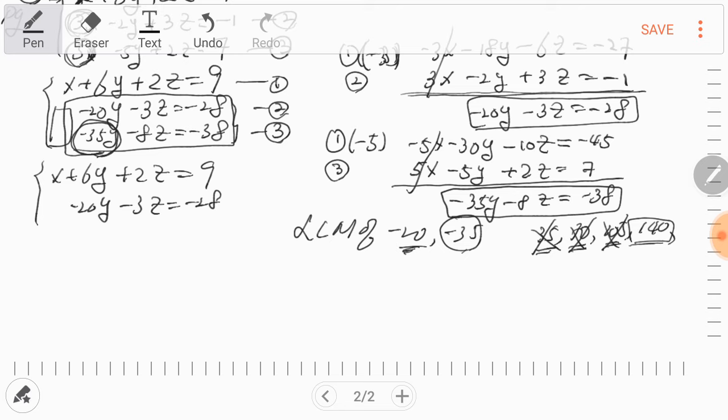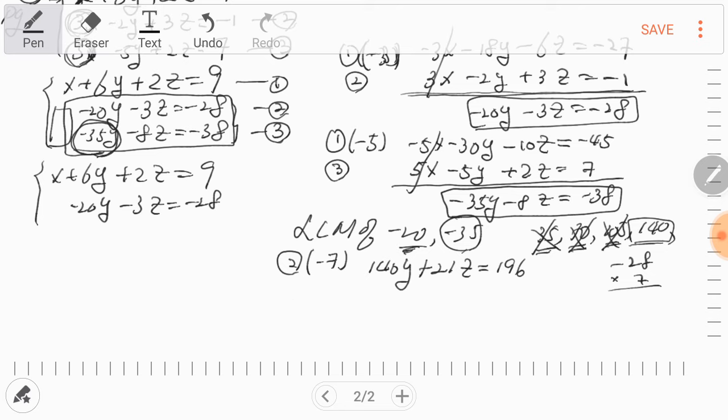Let's make the coefficients of y in the second and third equations 140. So why don't we multiply the second equation by negative 7, then it will be 140. Multiply the second equation by negative 7, then 140y plus 7 times 3 is 21z equals negative 28 times 7, that is negative 196.